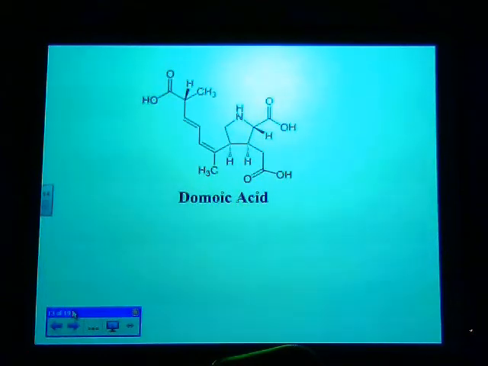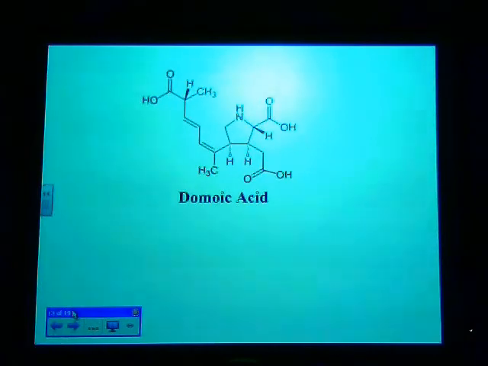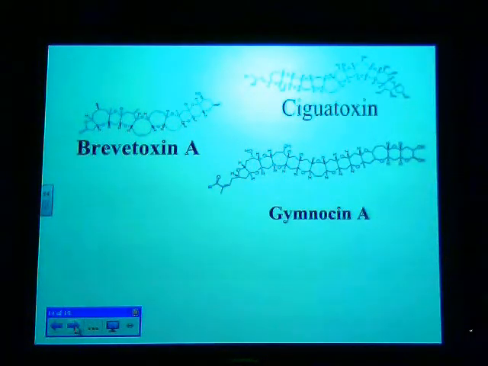So this is domoic acid. That's the first one I want to show you. And then on the next slide, I'm going to show you a couple different kinds of compounds. I try to group these things, and by no means are these the only toxic agents produced by these organisms, but these are some of the more common ones. So let me go to the next slide. On this slide, I'm showing you compounds called brevetoxin A. There are a number of these, but brevetoxin A is a common one. Gymnosin A, and another compound called ciguatoxin. So first I want to address brevetoxin.